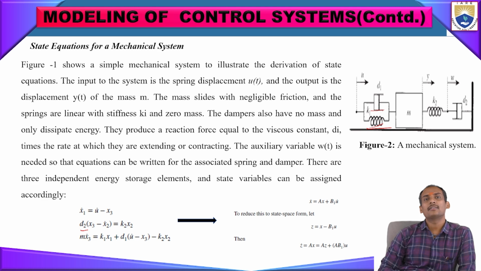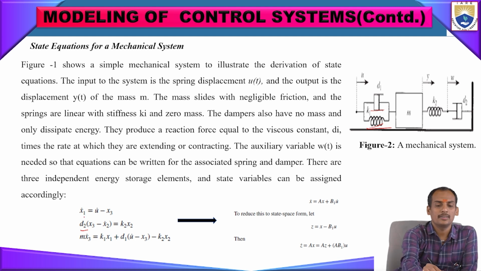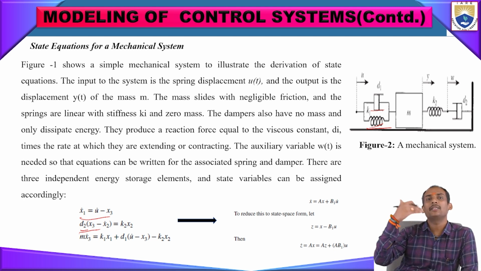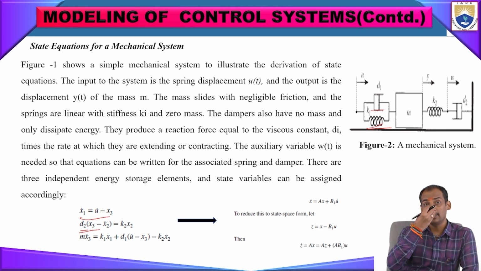Then for the damper equation, the secondary damper, we have seen that these are three separate functions. The first one is due to the displacement, so x dot equals u dot minus x3. Secondly, the damper: due to the damper, x3 minus x2, the energy between the spring and the damper, will be equal to k2 x2, the spring stiffness coefficient times its displacement x2.